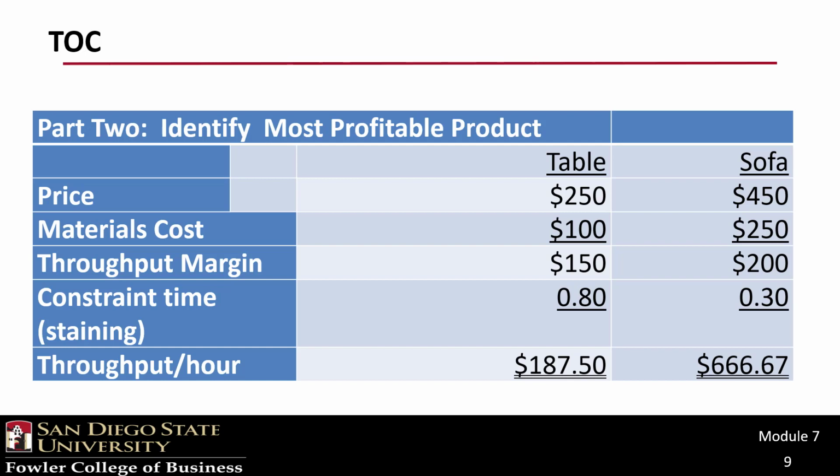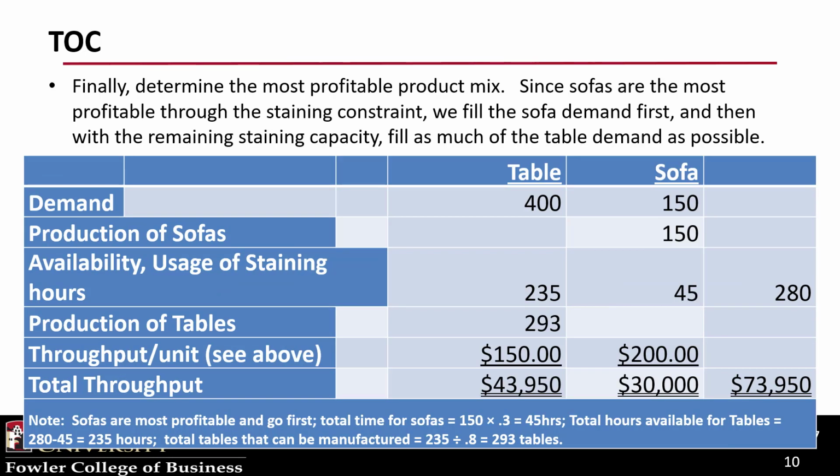So here's the prices, here's the material cost, here's the throughput margin, the constraining time, and the throughput per hour. Okay, so the constraining time we identified is, of course, staining. Okay, so to determine the most profitable product mix, since sofas are the most profitable through the staining constraint, we fill the sofa demand first. So this is just like the constrained analysis we went through in the last chapter.